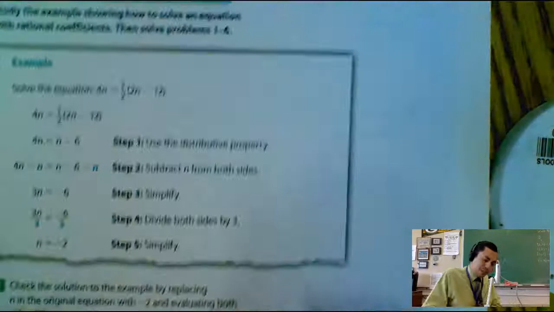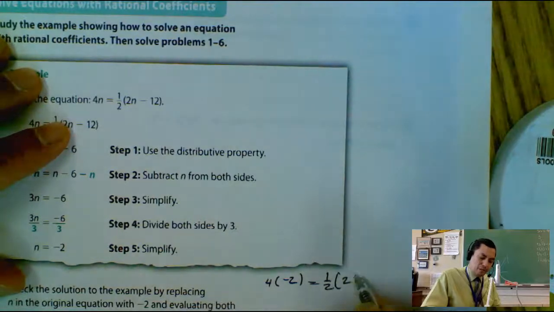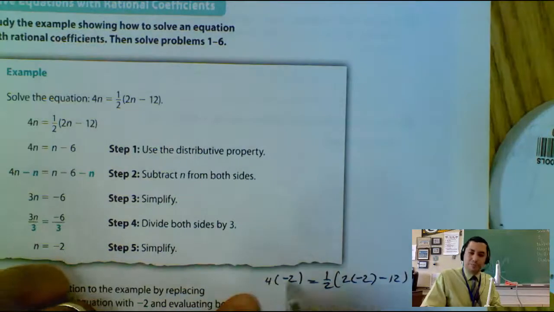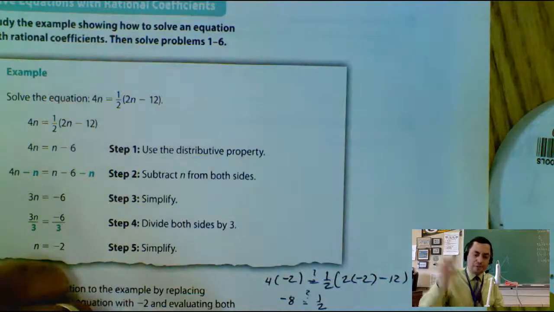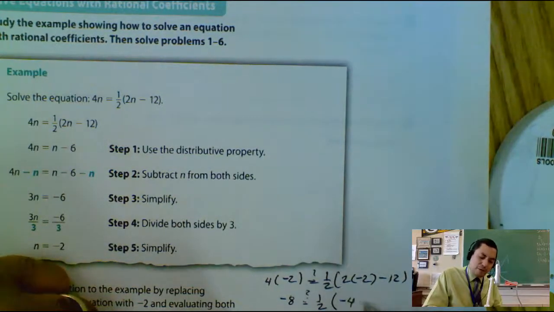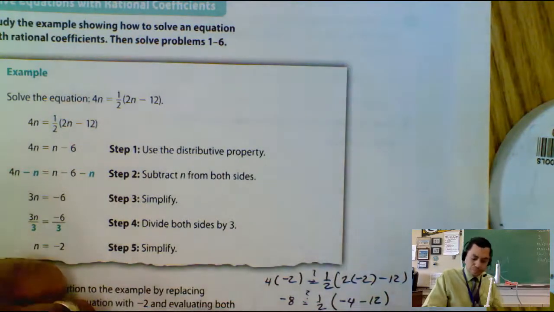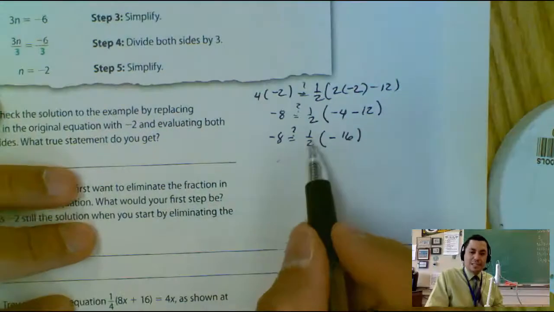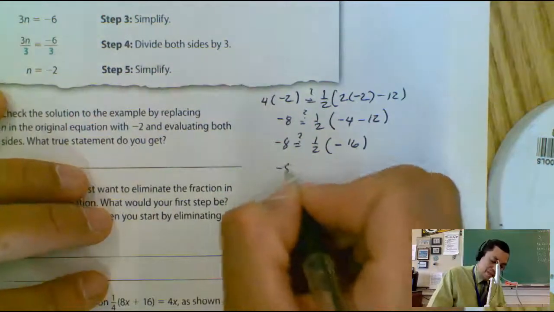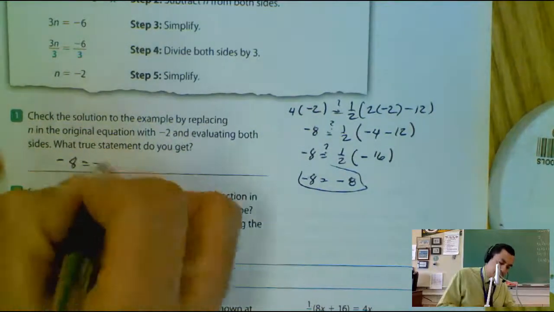So in this case, in the original equation, 4 times negative 2 equals 1 half times 2 times negative 2 minus 12. So 4 times negative 2 is negative 8, equals 1 half. I'm going to put a question mark here, just because I don't know at this point. Then 2 times negative 2 is negative 4, minus 12 is equal to negative 16. And then we multiply: 1 half times negative 16 is like having 16 divided by 2. So negative 8 is equal to negative 8. So that's the true statement.